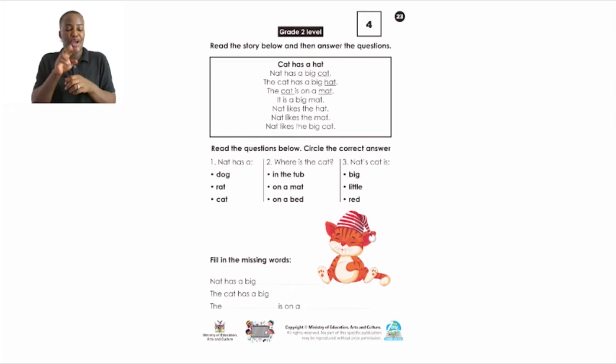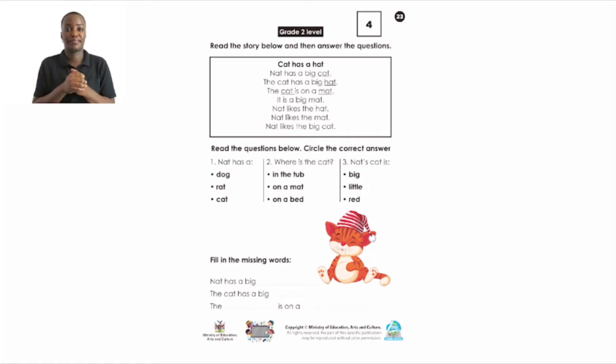Okay, now that we have read it twice, let us try and answer the questions 1 up to 3. You are going to circle the correct answer using your pencil or your color. Number 1 says, Nat has a, is it dog, rat, or cat? I want you to circle the correct answer. Very good. Number 2 says, where is the cat? Is it in the tub, on a mat, or on a bed? Please circle the correct answer.